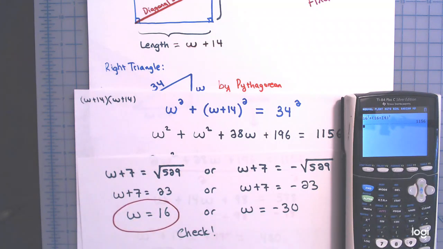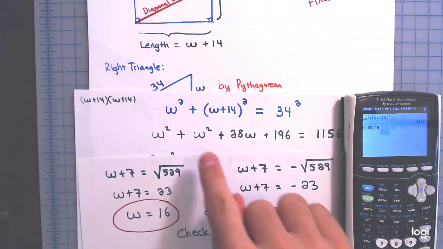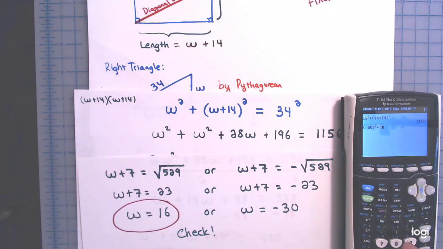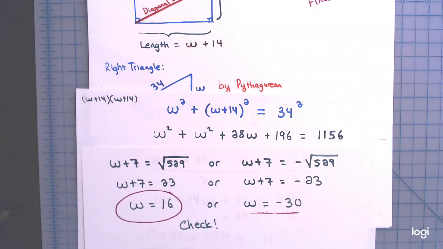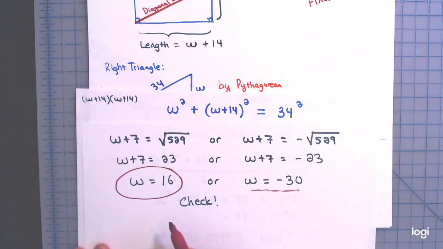And negative 30. In parentheses, negative 30 squared, the w squared, plus, in parentheses, negative 30 plus 14 squared, and I'm getting again 1156. So this is good too, but you've got to be careful. Just because some numbers satisfy the equation you wrote doesn't mean they make sense for the problem. Do they make sense in the problem?